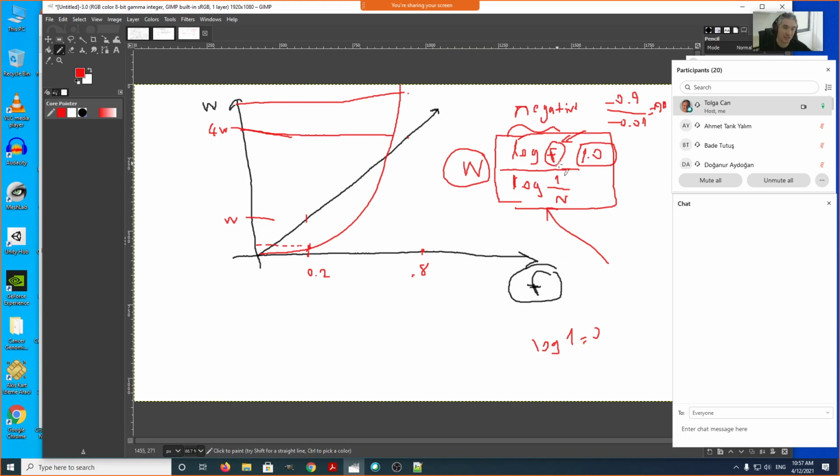But when the frequency is 1, the numerator is going to be 0. So whatever ratio you're taking, it may be some small negative number, it doesn't matter, your weight is going to be 0, because the logarithm of 1.0 is 0. So this mathematical formula also had this problem.